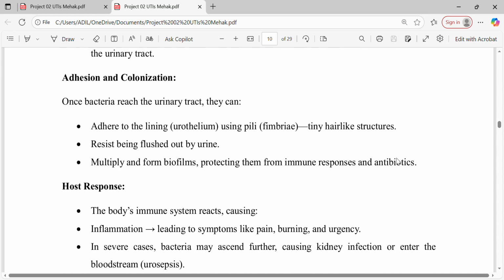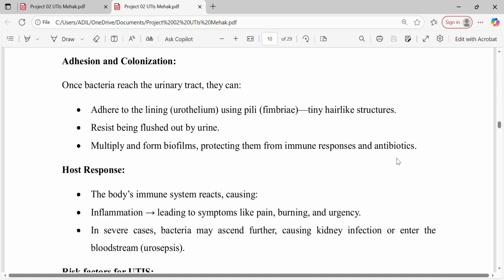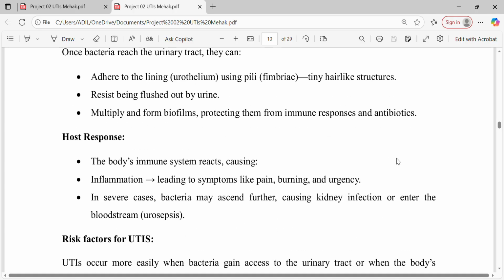Adhesion and colonization. Once bacteria reach the urinary tract, they can adhere to the lining using pili, tiny hair-like structures that resist being flushed out by urine. They multiply and form biofilms, protecting them from immune responses and antibiotics. Host response: the body's immune system reacts, causing inflammation, leading to symptoms like pain, burning, and urgency. In severe cases, bacteria may ascend further, causing kidney infection or enter the bloodstream.